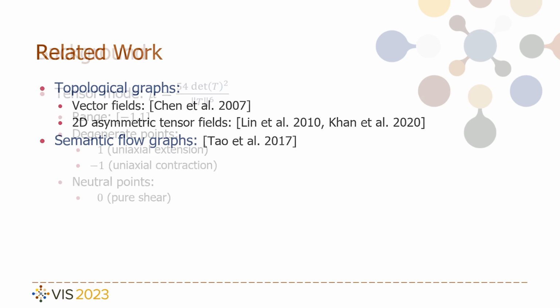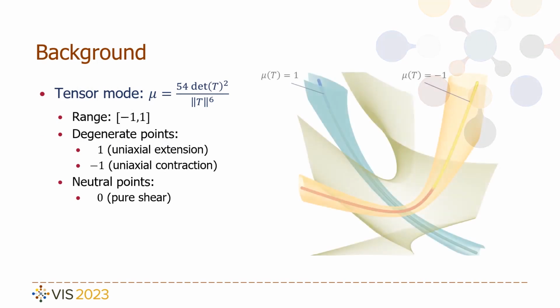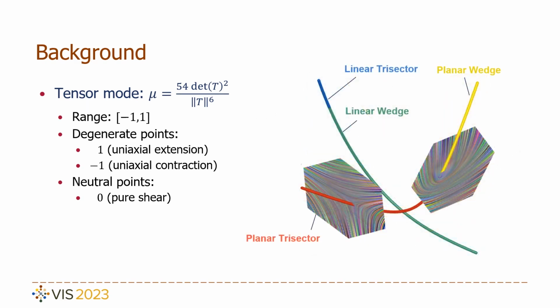One of the most important concepts related to our analysis is the tensor mode. It has a range of -1 to 1. When it is 1, the tensor is a linear degenerate point. When -1, the tensor is a planar degenerate point. A neutral point corresponds to the zero mode. Mode surfaces are isosurfaces of the mode function. A degenerate point can be classified as a linear wedge, a linear trisector, a planar wedge, or a planar trisector.